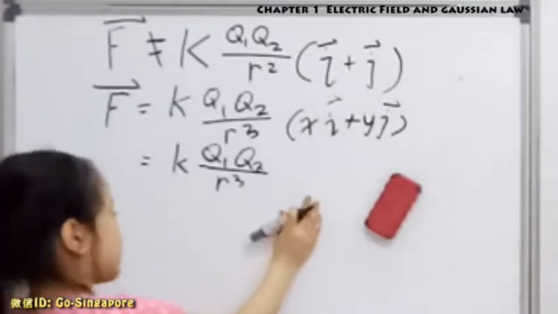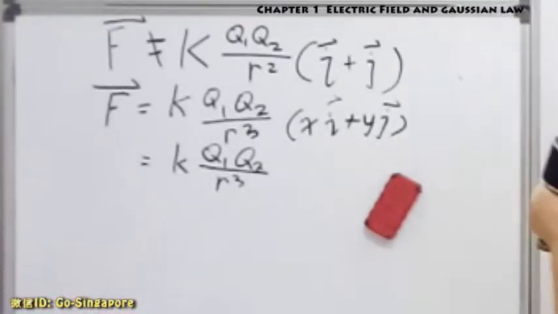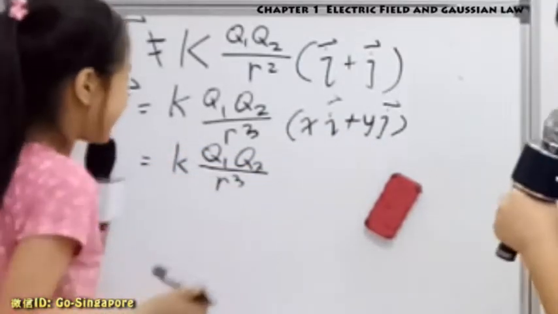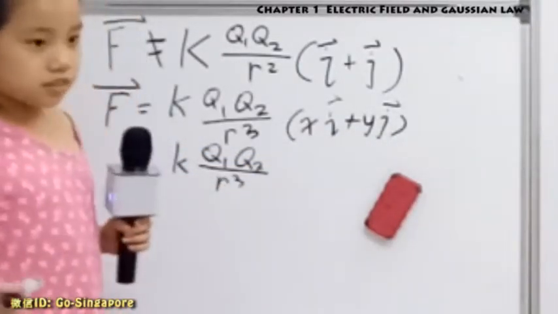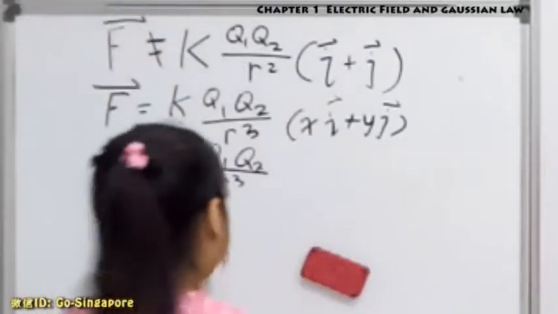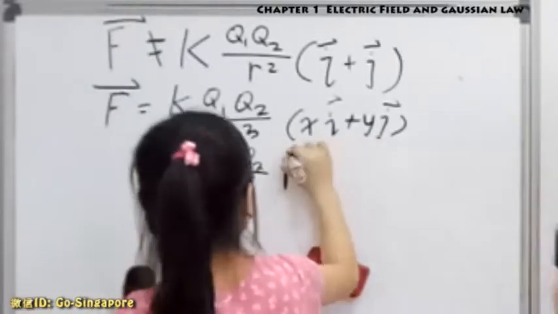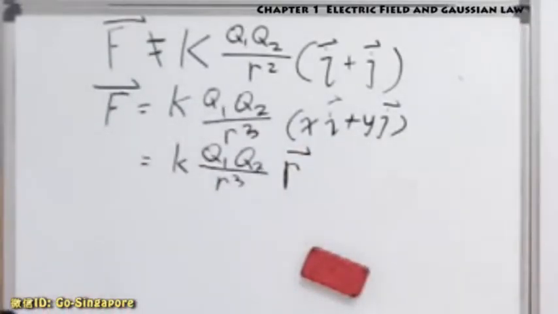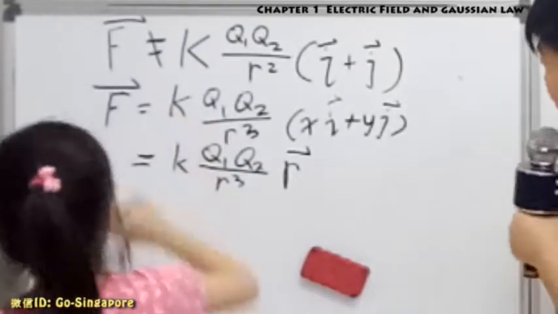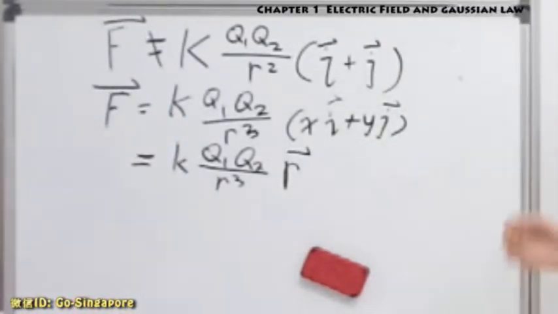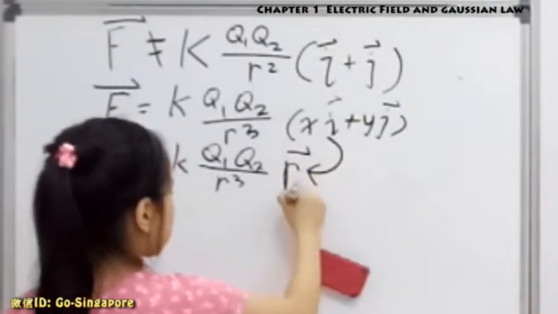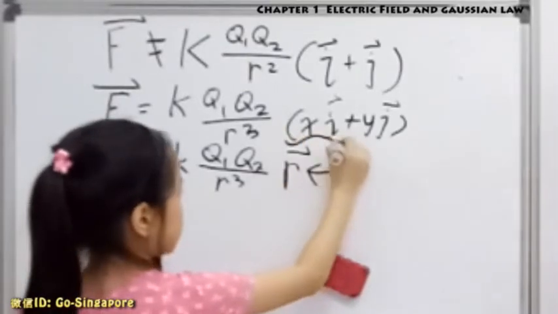Wait, for that, what do you want to write? Then what is this? Well, for this, do you want to write it as xy? Actually, what I want to write is like this. Okay, so you want to write it like that. So basically, this part is our vector.